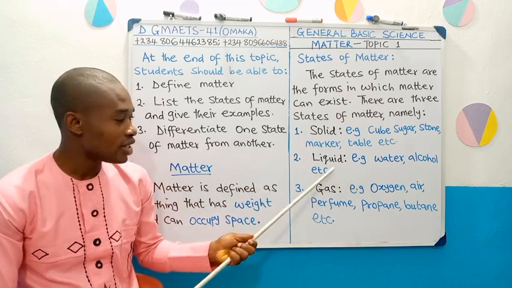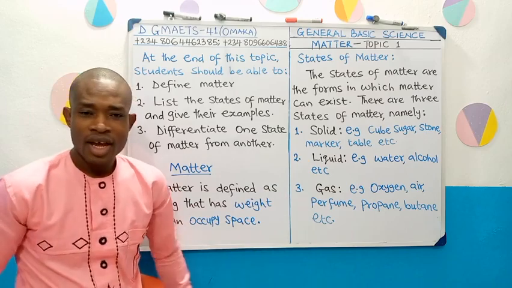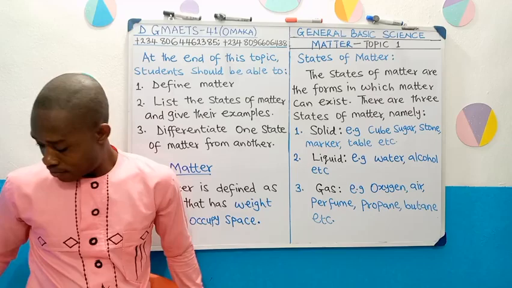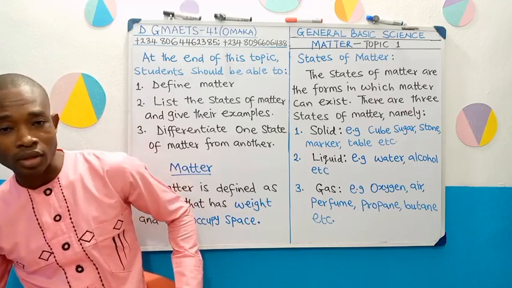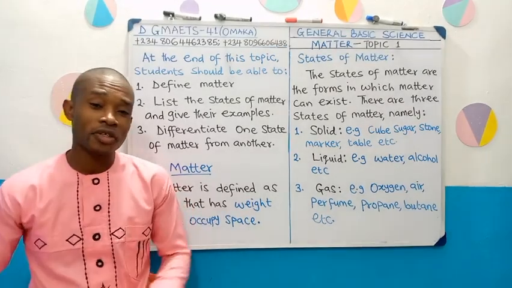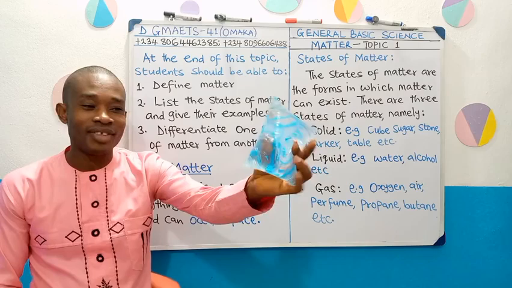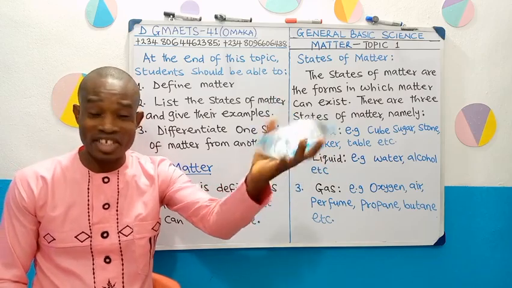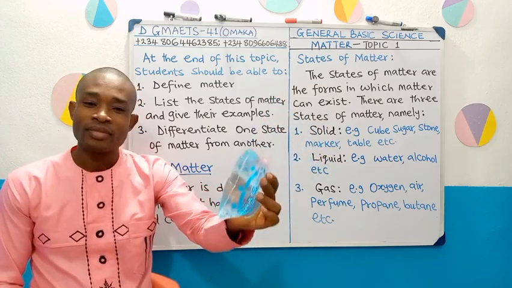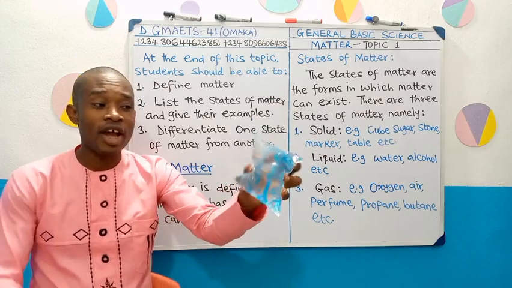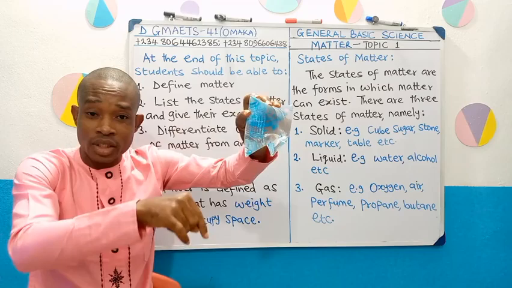Alright, now liquid is another state of matter we said. An example of that is water. What about alcohol? I'm going to show you water. You know this? Okay? So this, we call it pure water, right? Okay, sachet water. This is a state of matter. If I open it, you'll notice that water will drop.